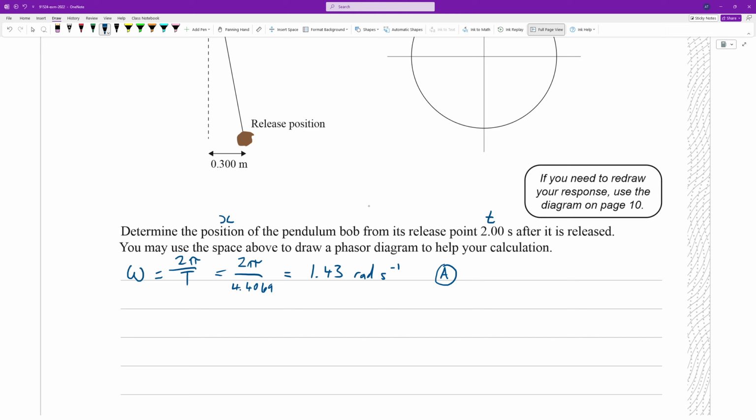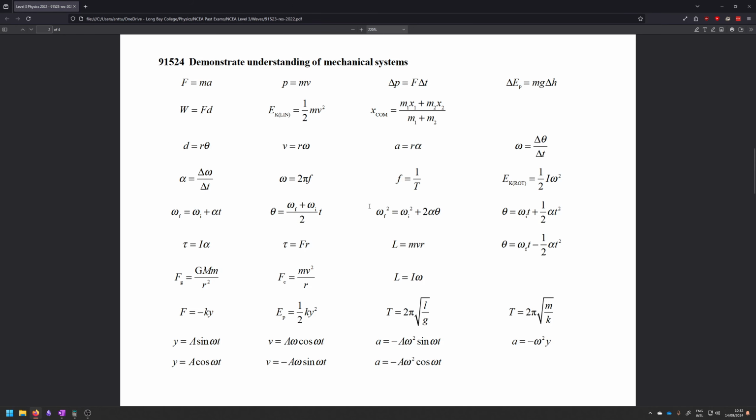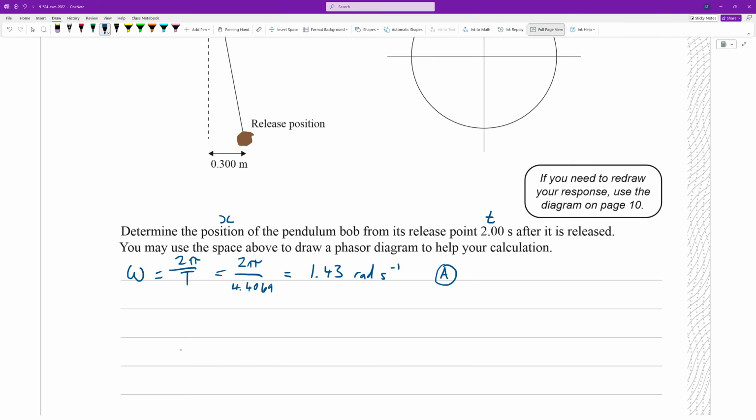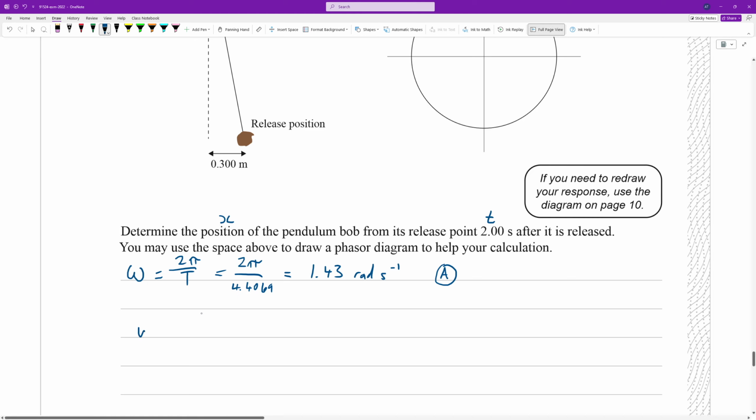Now all we need to do is decide which equation we will use. Going back, we are looking for a position, so a displacement. We are choosing either y equals A sine omega t or y equals A cos omega t. Those are our options. Let me just write them both down.